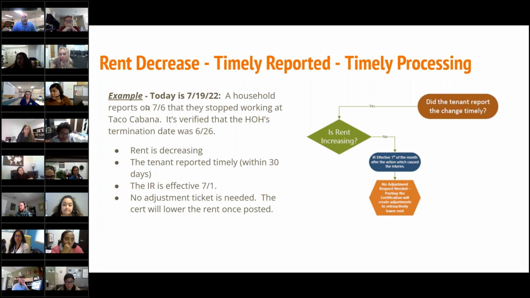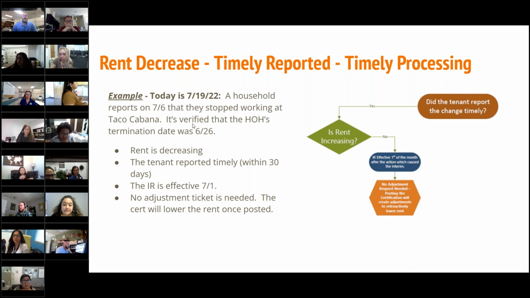So first off, rent is decreasing, right? They stopped a job, so rent's gonna go down. Second, the tenant reported timely. They would have given us an update form on 7/6. We verified that they stopped working June 26th. That's within 30 days, so they reported timely. And as a result, the IR is effective on July 1st, first of the month that caused the action. So they stopped working June 26th, they're going to get an IR effective July 1st.